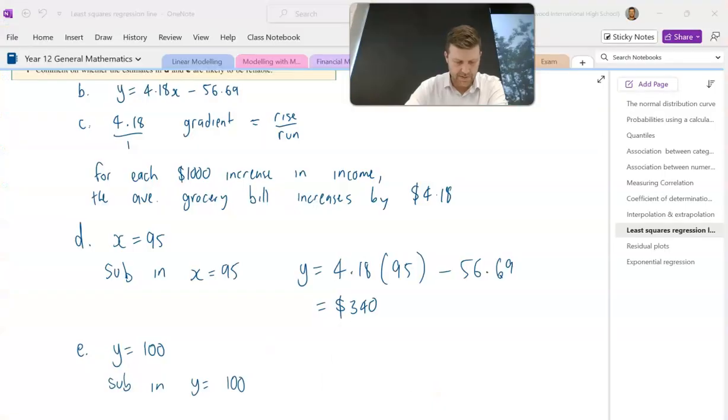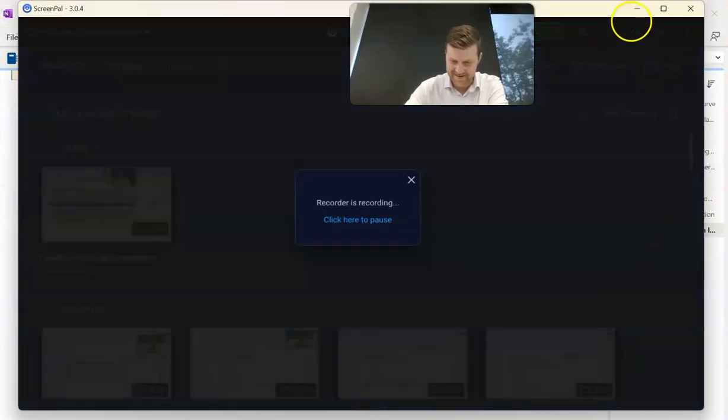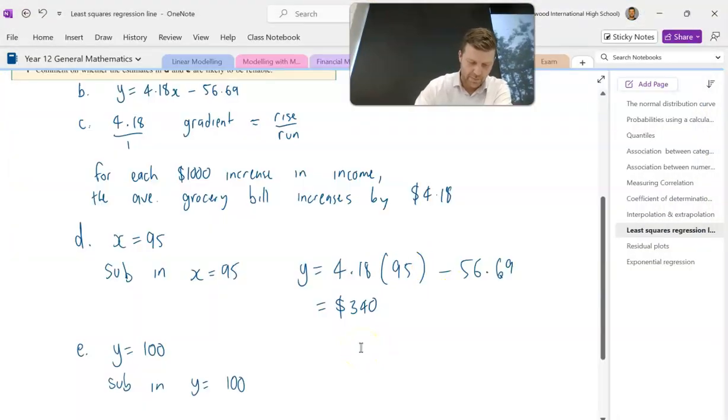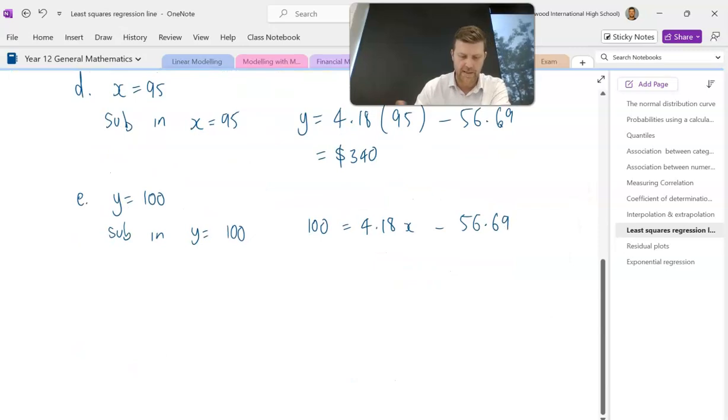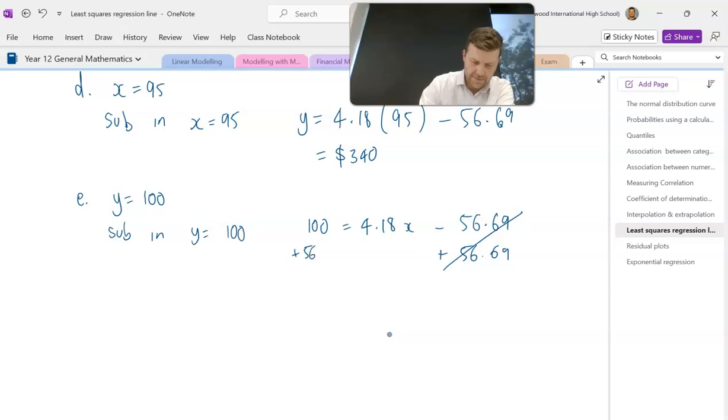So sub in Y equals 100. So 100 equals 4.18x take 56.69. And we just solve again here algebraically, right? So the first step would be to add 56.69 to both sides to cancel that out, which gives us 156.69 is equal to 4.18x. Then we obviously divide by 4.18 on both sides to cancel out the coefficient of x.